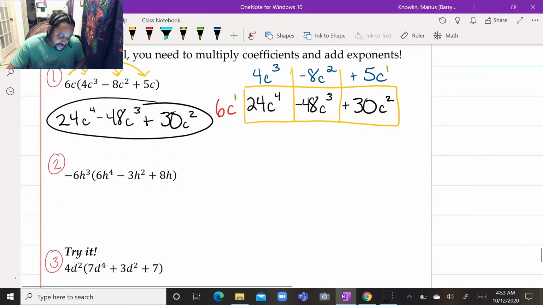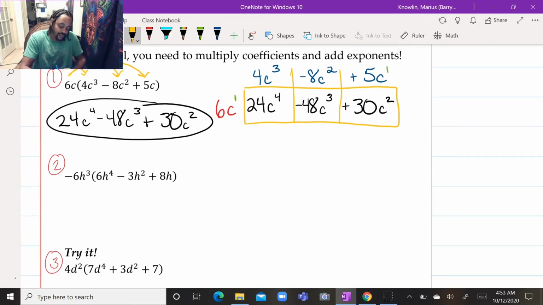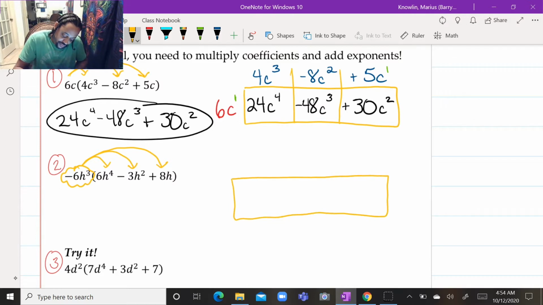Let's take a look at number 2. Let me use the same strategy for number 2. I'm distributing right here, right? My negative 6h to the third, 6h to the fourth, negative 3h squared, and a positive 8h. So I have a 1 by 3 again. Make enough room for that. About right there. Okay. So I have my negative 6h to the third, I have my positive 6h to the fourth, negative 3h to the second, and positive 8h.